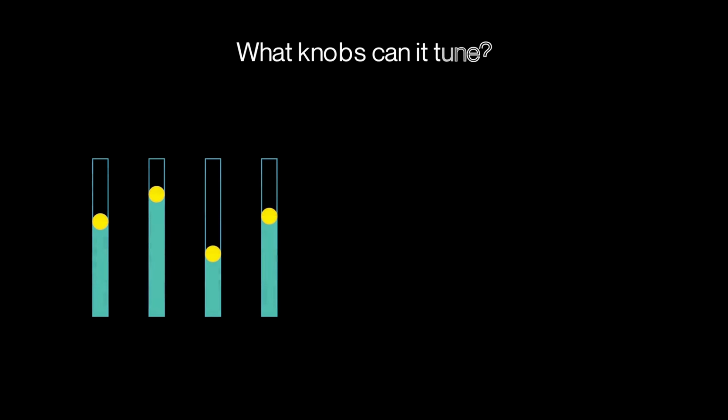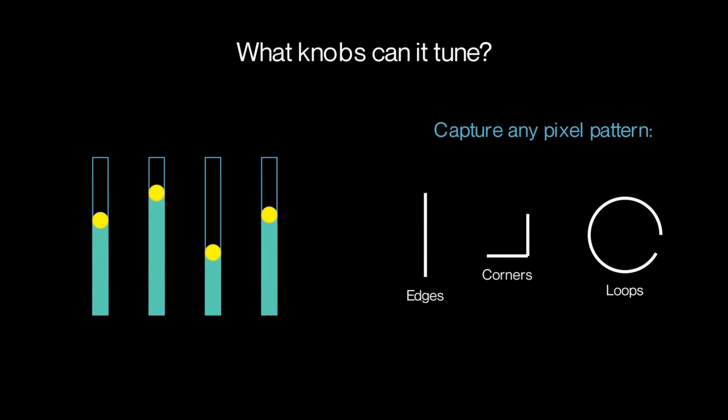But this raises a deeper question. How do neurons learn to detect something in the first place? What kind of factors should they have? What knobs can it tune so the network can capture not just this pattern but any pixel pattern, like how edges come together to form corners, loops and other shapes?